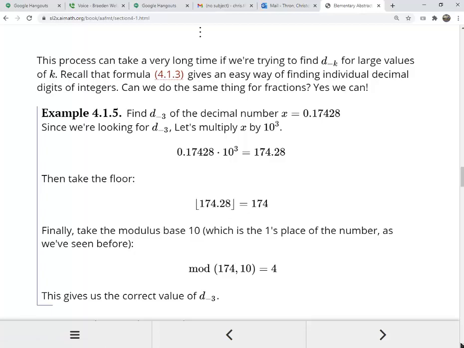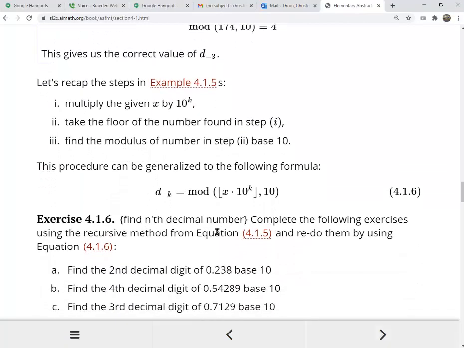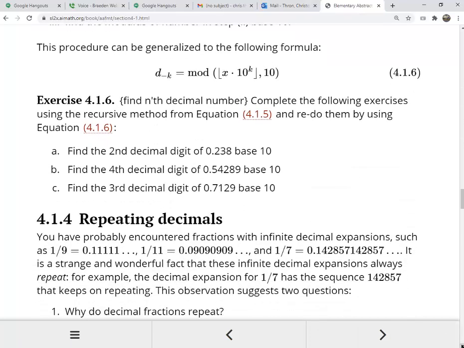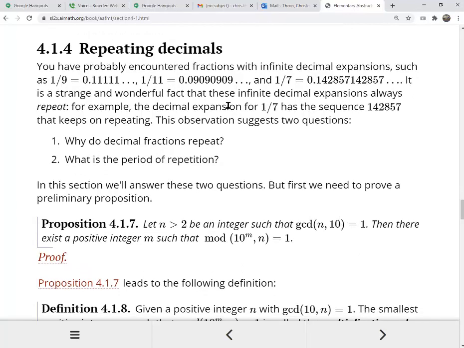So we can use that to get a formula, and the formula is here. What you do is you multiply to get the minus k digit. You multiply your original number by 10 to the k, take the floor, and then take the mod of the result by 10. So here you have some examples to try some of these. All right, now, since that was a short section, let's go right on to the next section.